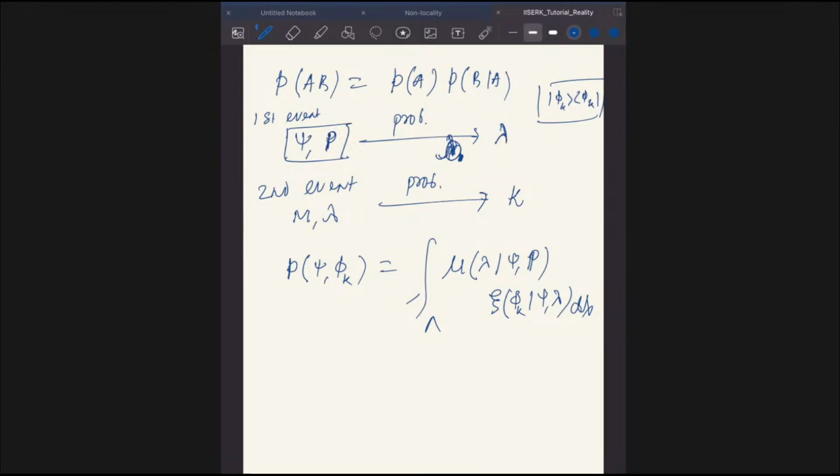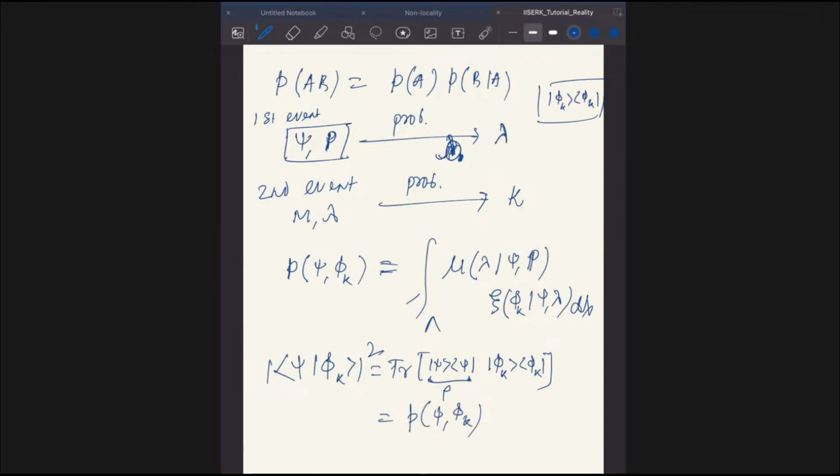In quantum mechanics, what is this probability? You prepare a state psi. What is the probability of getting a detection at the phi k detector? That is simply given by the Born rule, mod square of the overlap of psi and phi k. You can also write this in quantum mechanics as represented by a density matrix. I am not going into the detail, but this is called the density matrix, and it is given by a projector.